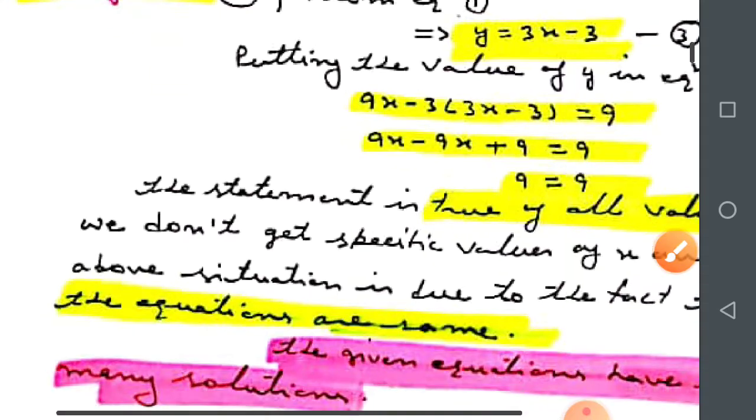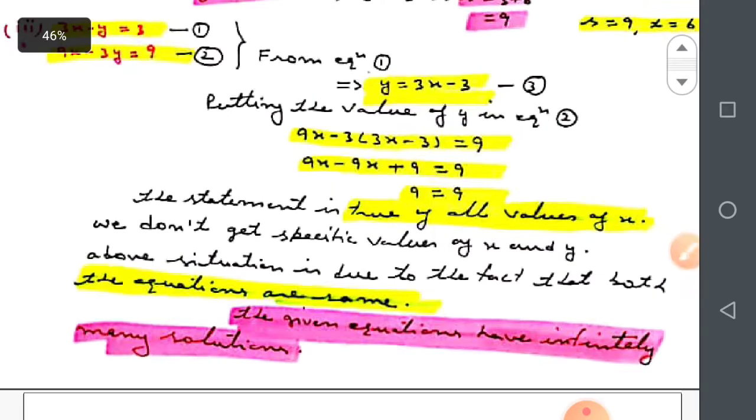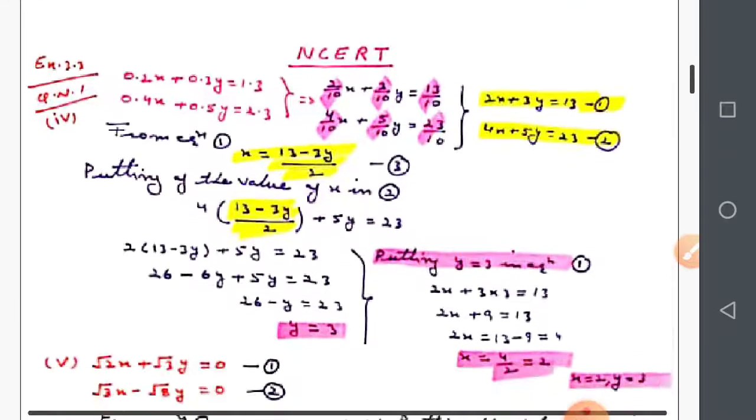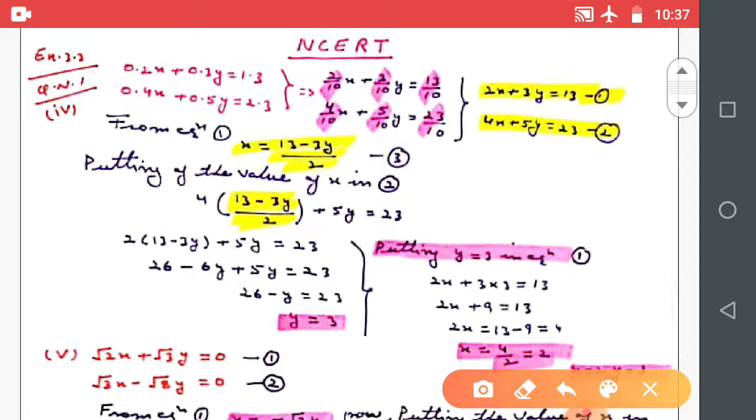Right, now come to the next one, the fourth part. The first equation is 0.2x + 0.3y = 1.3 and 0.4x + 0.5y = 2.3. So (2/10)x + (3/10)y = 13/10, just removing the decimal, and finally the equations are 2x + 3y = 13 and 4x + 5y = 23.